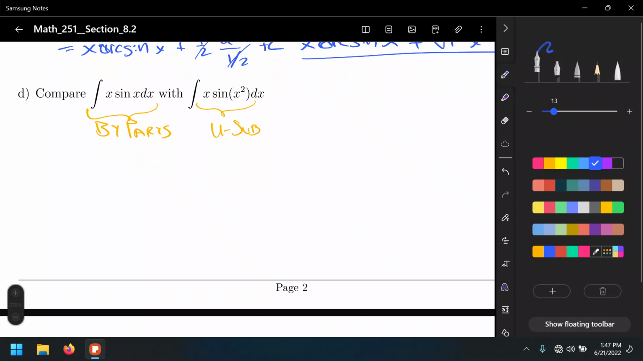So on the one hand, the integral of x sine x. In this case, okay, let's go back to the LIATE. L, logarithms. Do we have any? No. I, inverse trigonometric functions. Do we have any? No. A, algebraic. Do we have any? Yes. So in this case, u equals x, and then the dv part equals sine x dx.